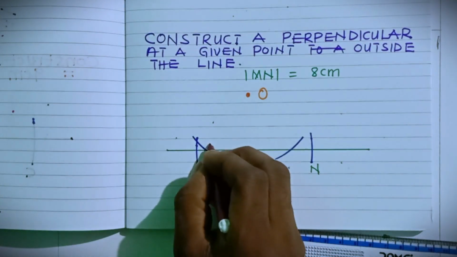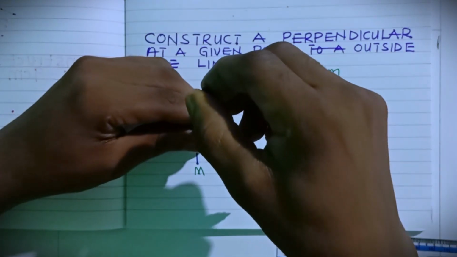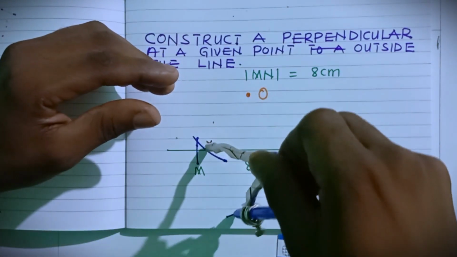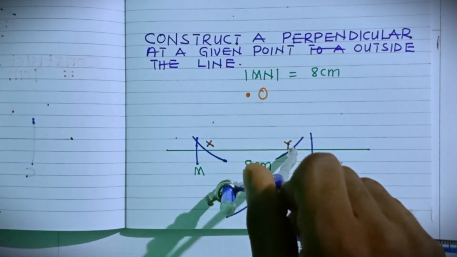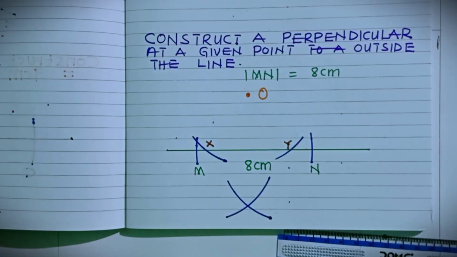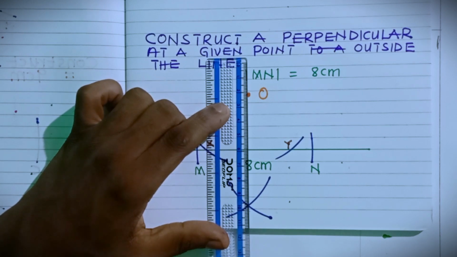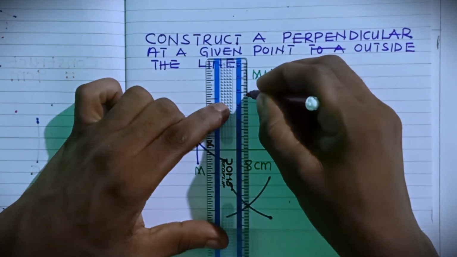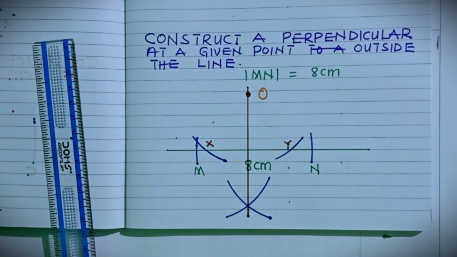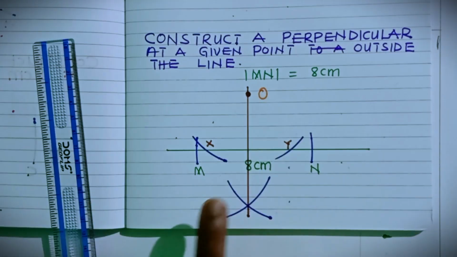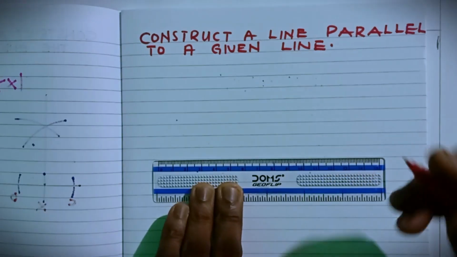Now let's name here X and Y. Stand at X, you make an arc below, the same measurement. Stand at Y and make an arc to cross the first one. With your pencil and ruler, you draw a straight line from O to touch where the two arcs met. And this line is a perpendicular from point O to cross the line MN.